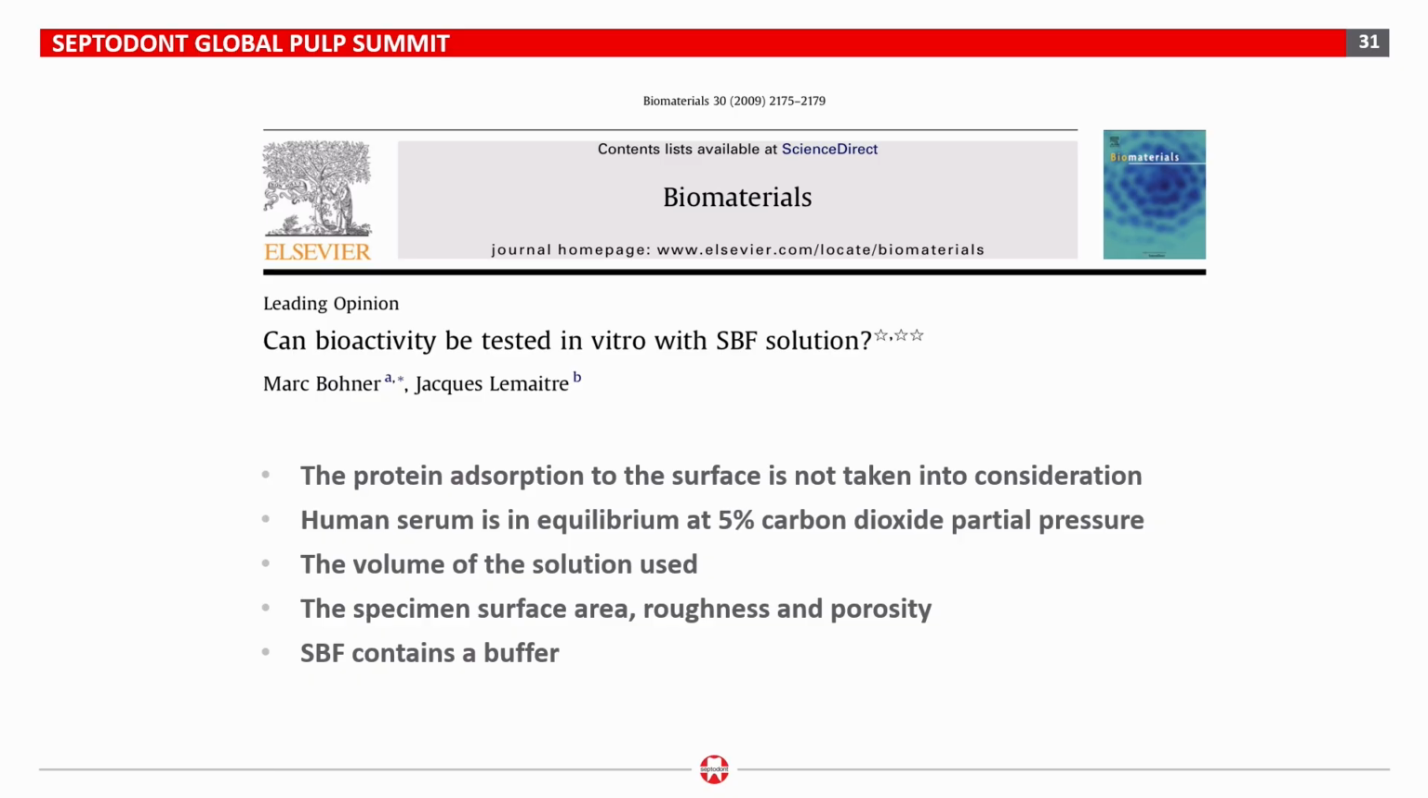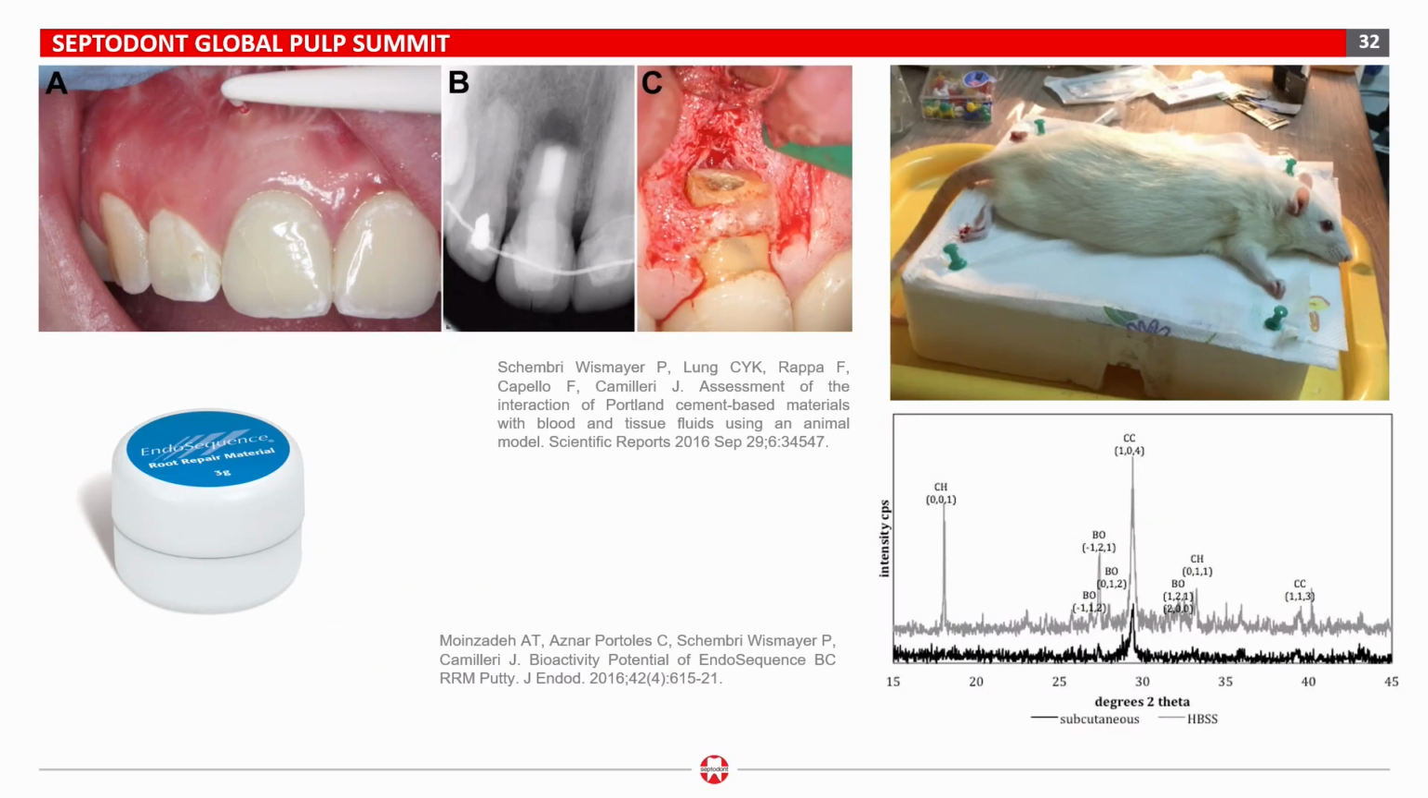This is how we question the bioactivity. Can it be tested in vitro? Not really, unless you have a brilliant setup. But I had the opportunity to collect some materials which came from patients.